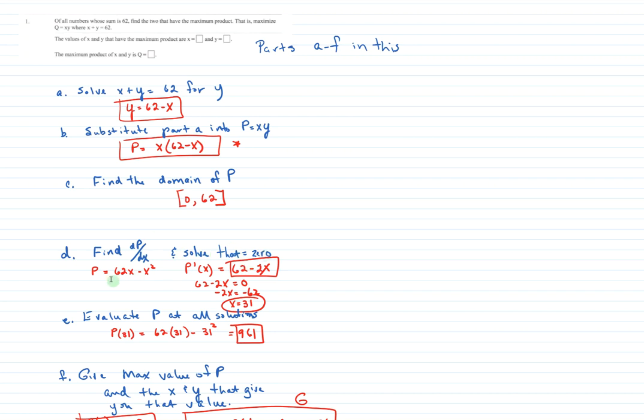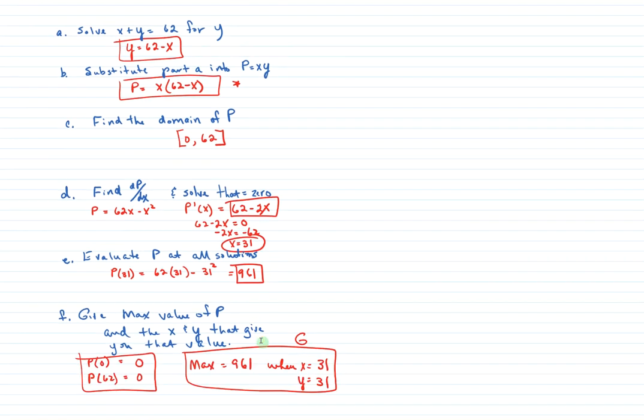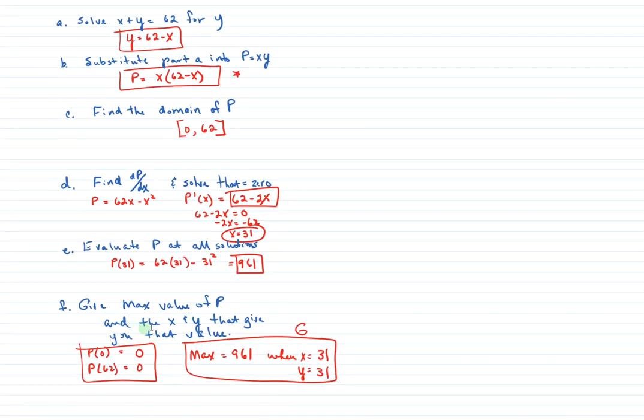That's finding the critical numbers. So here's our P. P prime would be 62 minus 2x. Then when we set that equal to 0, we end up with x is 31. All right, so that's x. Evaluate P at all solutions. So that means we're going to plug into the original. Remember, here is our original, or I have it here in a condensed form. So 62 times 31 minus 31 squared is 961. Give the max value of P and the x and y that give you that value.